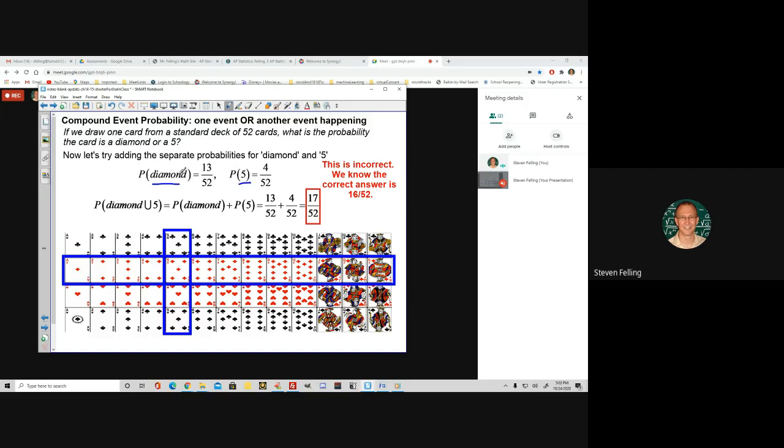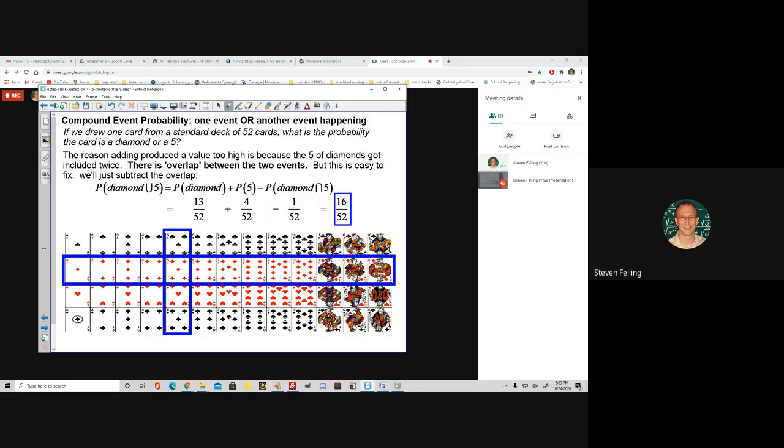So the probability of getting a diamond is 13 out of the 52 cards. And the probability of getting a 5 is 4 out of the 52 cards. But if you add 13 out of 52 and 4 out of 52, you get 17 out of 52, which is not correct because we know the answer should be 16 out of 52. So what happened here? Well, what happened is we double counted this 5 by including it in both counts. Right? The problem there was there's an overlap between the two.